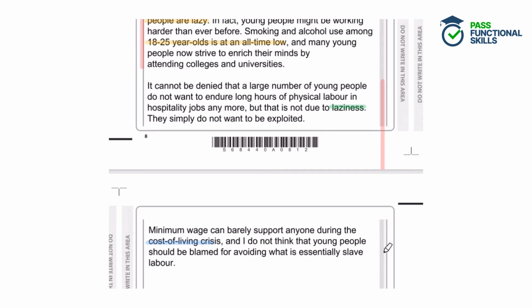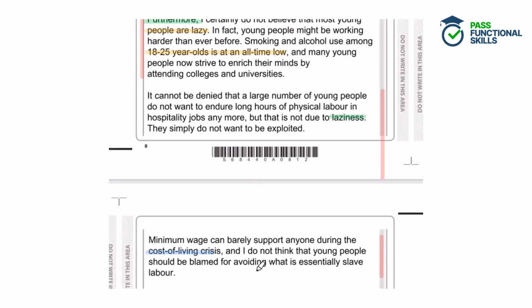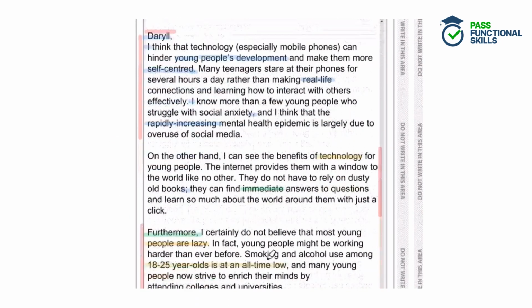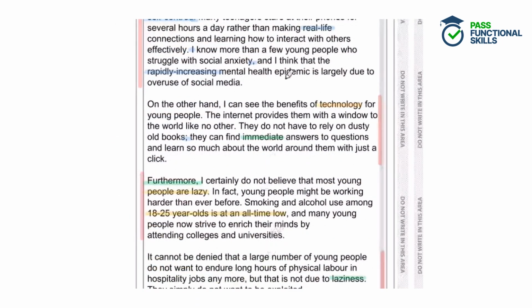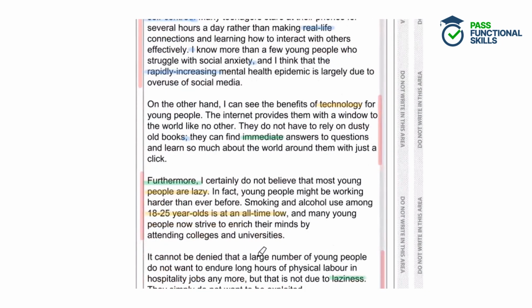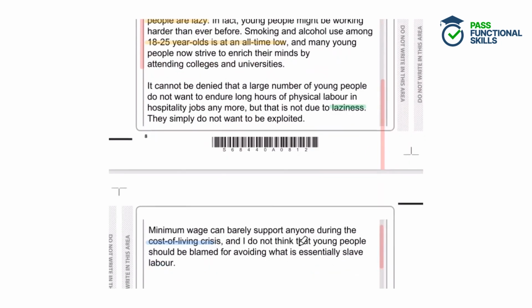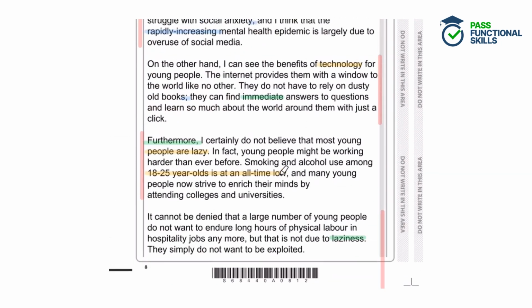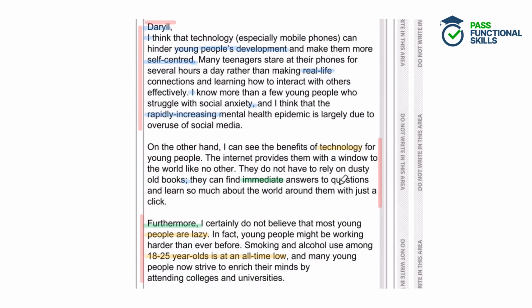And then we've also got the introduction of an issue of cost and explaining why young people might appear lazy to some people because they are avoiding certain jobs that are really ill paid. So overall, this is really well structured. We've got lots of different paragraphs, each talking about a slightly different aspect of the topic of young people.